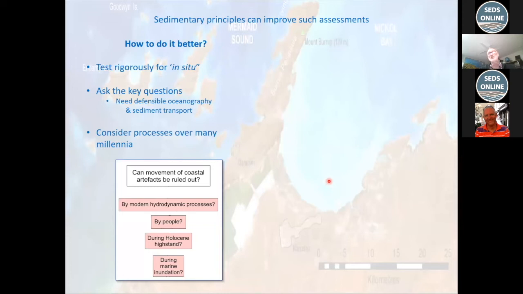I hope that this is showing that sedimentary principles on coastal and marine geoarchaeology can really help. So the obvious thing is, how do we do it better? Well, clearly we need to test more rigorously for things about in situ using really fundamental questions like this. We need to ask the key questions using defensible oceanography and sediment transport. And of course, we need to consider processes operating over many, many millennia.